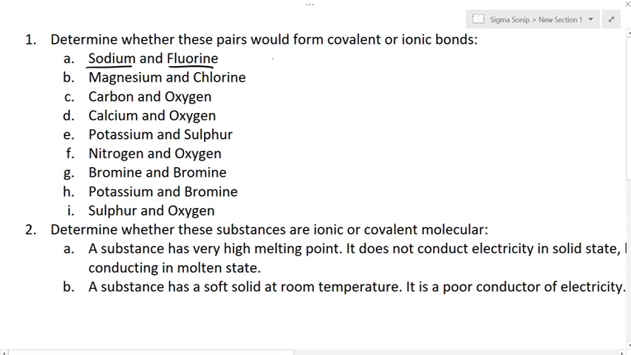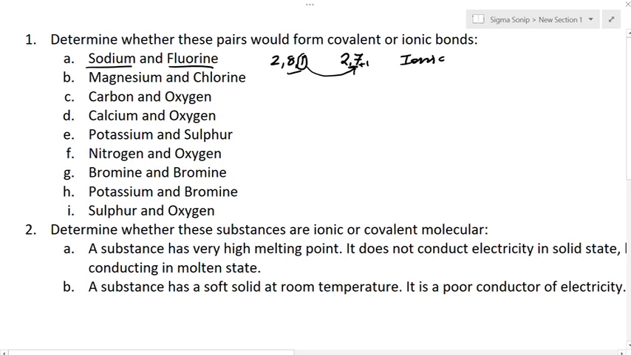Sodium has an electron configuration of 2, 8, 1, and fluorine, with atomic number 9, has 2 and 7. Now here sodium needs to get rid of this electron and fluorine needs to gain one. So obviously the complete transfer of an electron would take place. We would get a sodium ion and a fluoride ion, and the bond would be ionic.